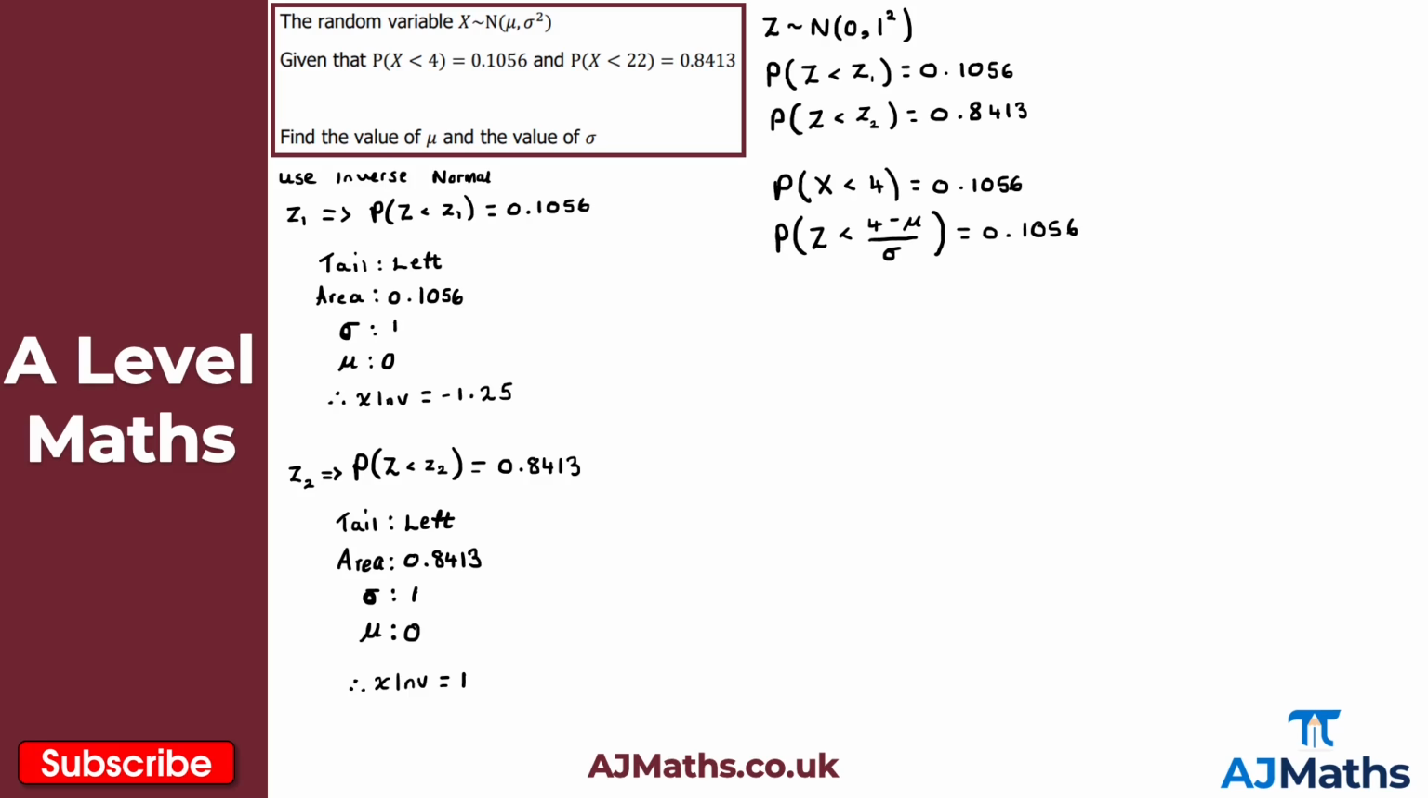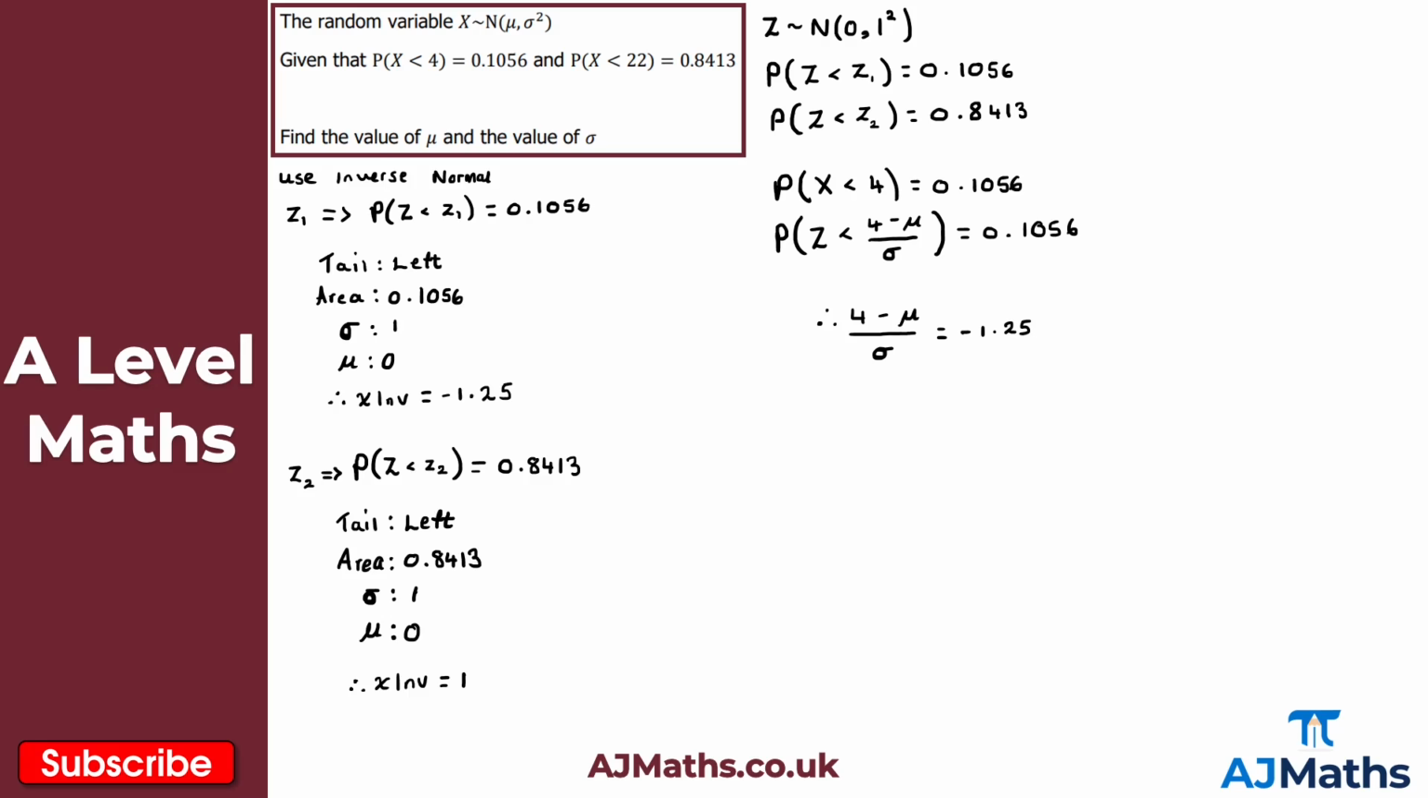So in this case here then, 4 minus mu over sigma must be equal to minus 1.25. That's equal to x inverse then for z1. So therefore, 4 minus mu over sigma is equal to x inverse then for z1. So that's minus 1.25. Okay.